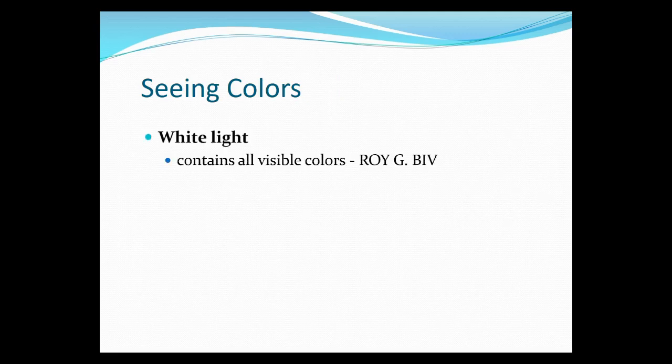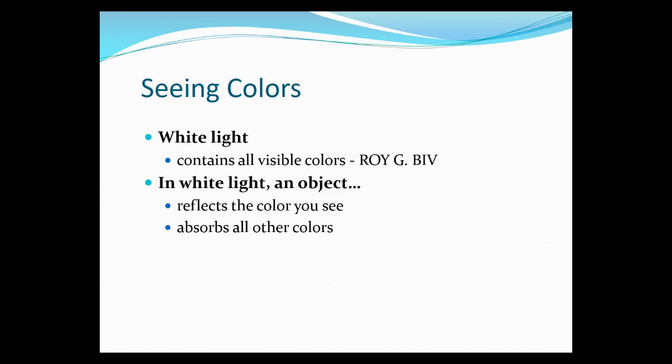So let's go to the next slide, which is regarding seeing colors. White light contains all the visible colors. We went over this, Roy G. Biv: red, orange, yellow, green, blue, indigo, and violet. Okay, so in white light, an object reflects the colors you see and absorbs all other colors. So if you see a leaf, you're seeing green because it's reflecting green, but it's absorbing all the other spectrum of colors that you don't see.